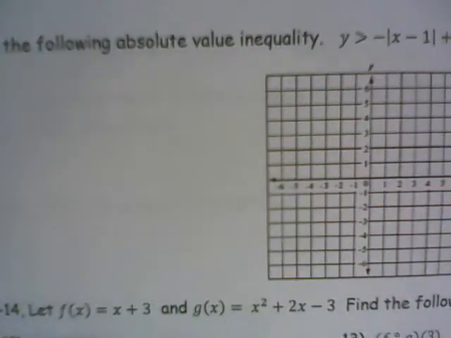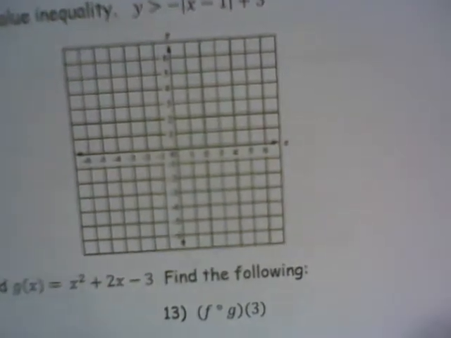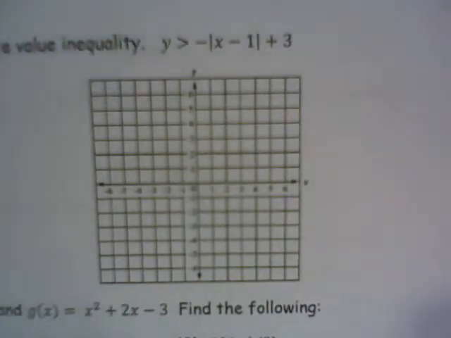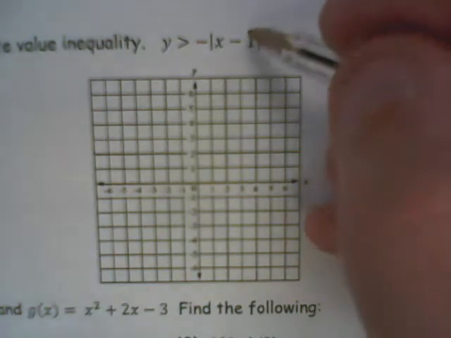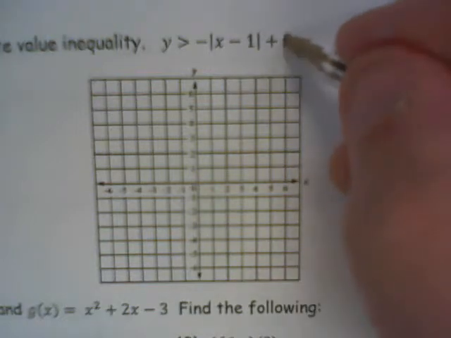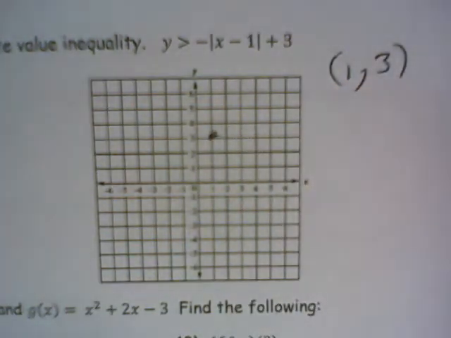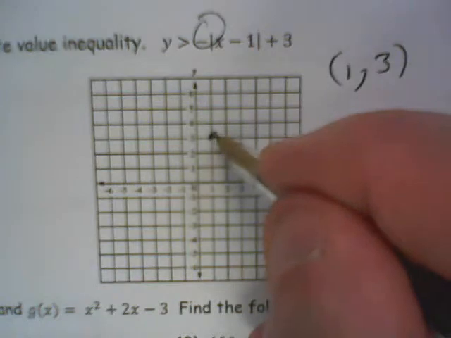Last page, number 11. It says, graph the following absolute value inequality. And so if we're going to graph this equation, the vertex is at negative b over m, which is going to be positive 1, comma, c, which is 3. So we're going to start at the point 1, 3. The slope is 1, because it's a times m, that's 1, and it opens down.